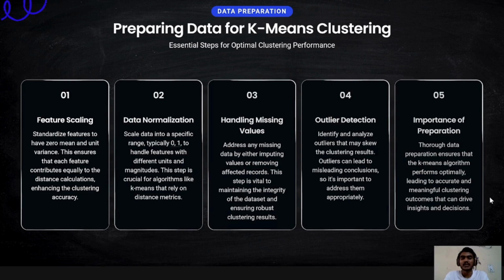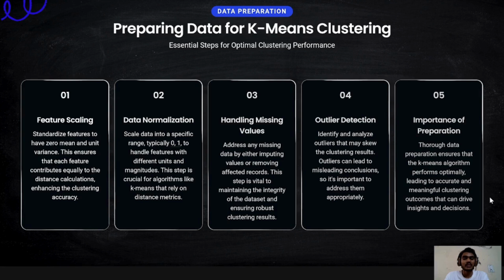Data normalization. Scale data into a specific range, typically 0 to 1, to handle features with different units and magnitudes. This step is crucial for algorithms like K-means that rely on distance metrics. Handling missing values. Address any missing data by either imputing values or removing affected records. This step is vital to maintaining the integrity of a dataset and ensuring robust clustering results.